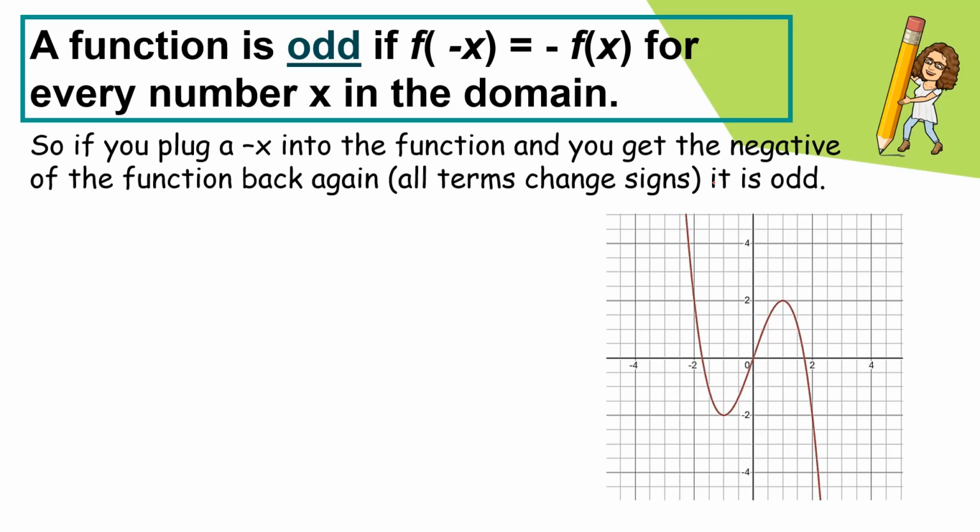So if I substitute a negative x into the function, and you get the negative of the function back again, all terms have changed signs, you have an odd function, okay? So instead of even, where no one changed, you now need everybody to change their sign. If one person doesn't, sorry, it's got to be everybody.